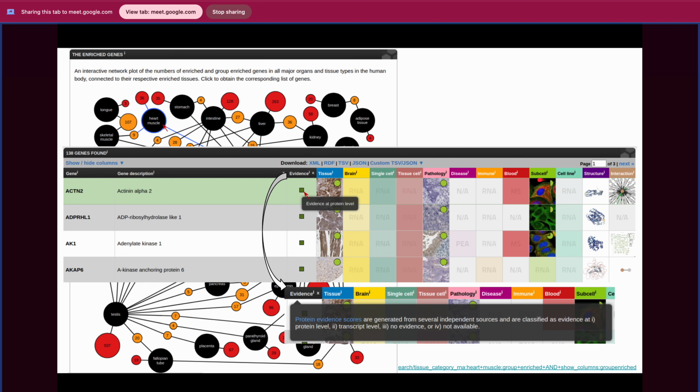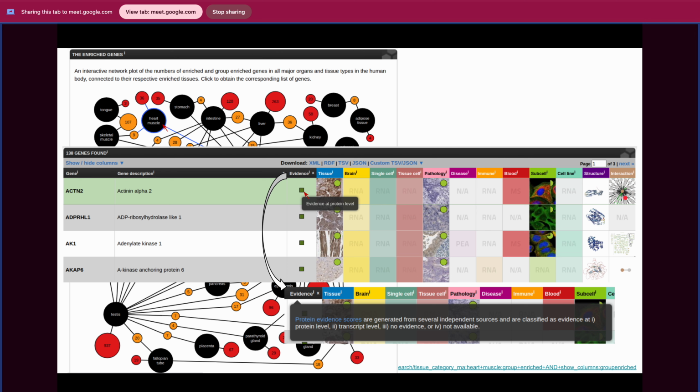Then similarly for the subcellular distribution, they usually take the imaging data. So the pictures have been collected, and in that case they identify in which cellular compartment this particular protein is expressed. And for cell line also, RNA level data is available and its structural information is also available. So you can also find the structure of the protein which is encoded by this gene. And similarly, interaction information is also given.